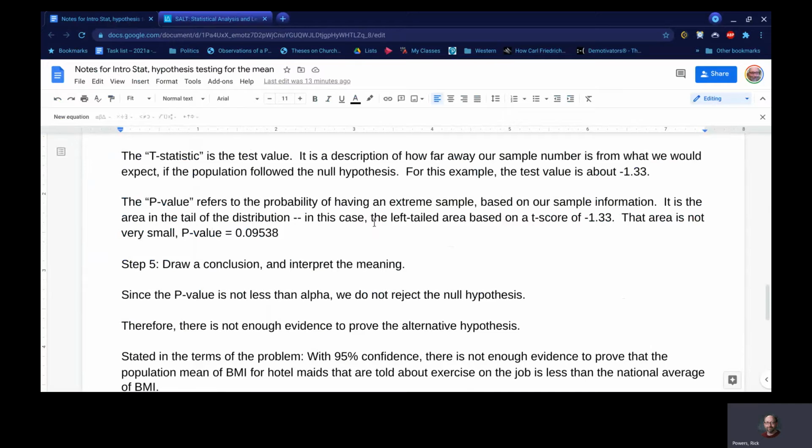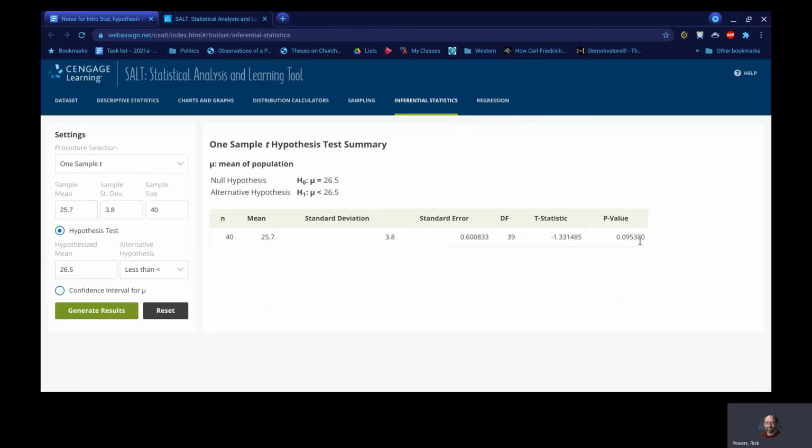The p-value refers to the probability of having an extreme sample based on our sample information. It's the area in the tail of the distribution, in this case, the left-tailed area, based on a t-score of negative 1.33. That area is not very small. The p-value is 0.09538, listed here.